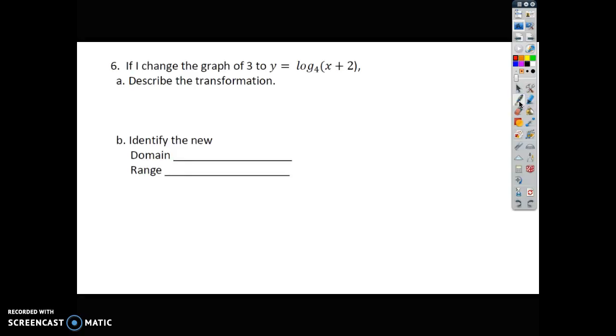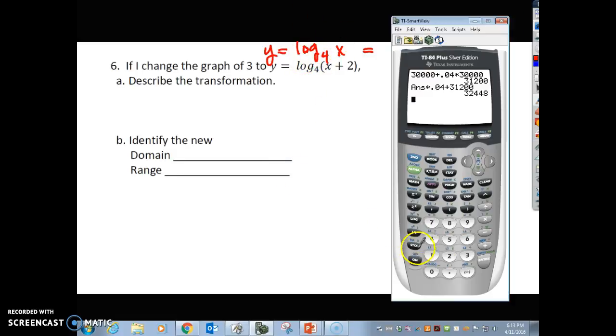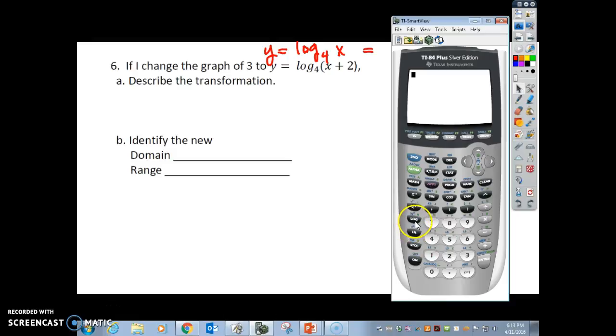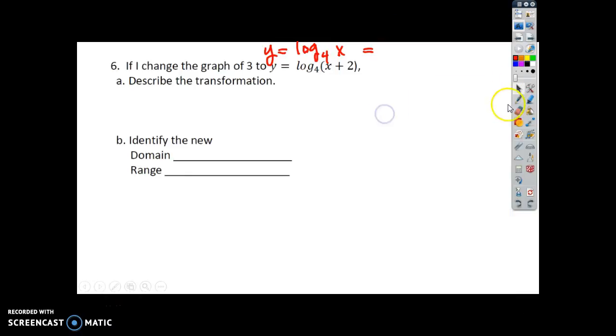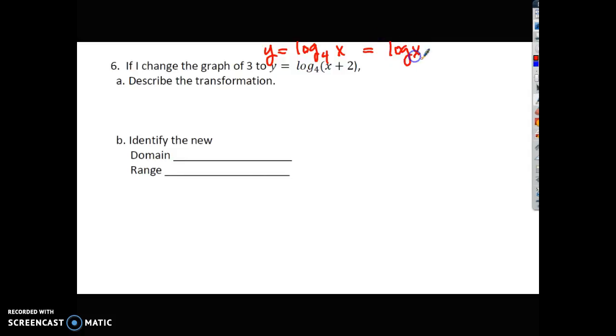the graph from number 3 was actually y is equal to log base 4 of x. And I actually forgot to graph this on a calculator. This is how you do it. There is no button that says log base 4. The log in your calculator has an imaginary base 10, okay? Because it's a special number, it gets a special button. I don't have a base 4 log. So we can change the base. We can rewrite this as log of x over log of 4. That is log base 4 of x.